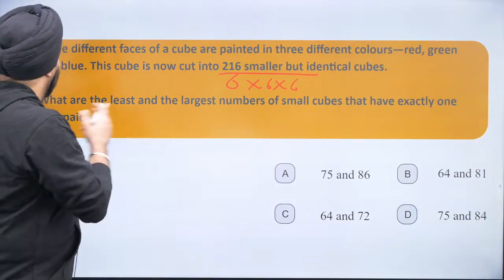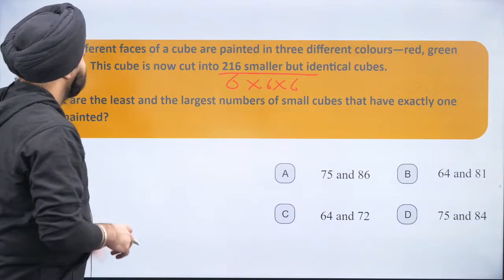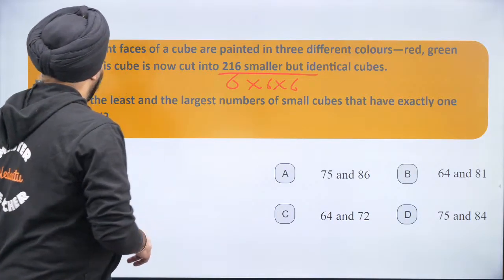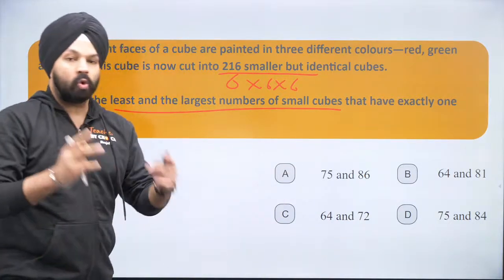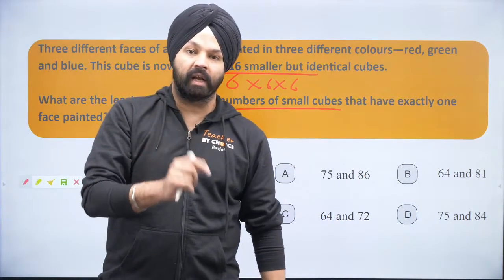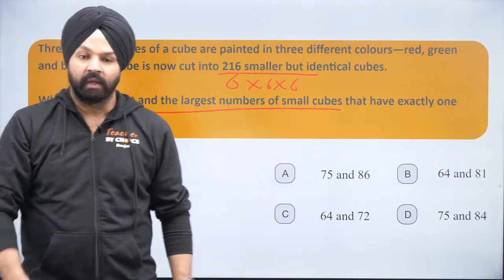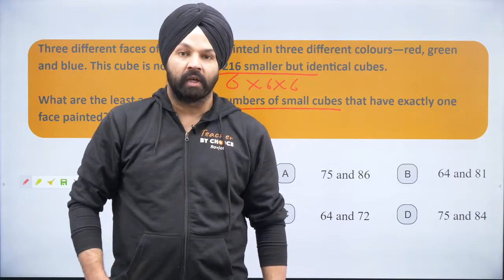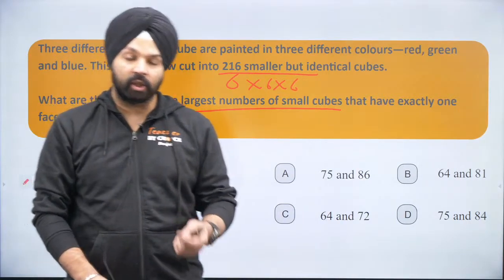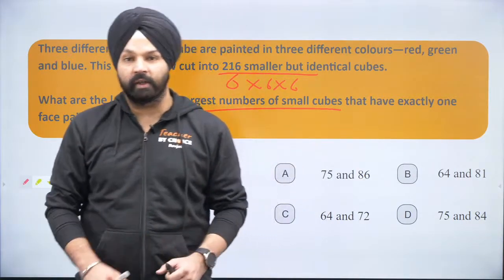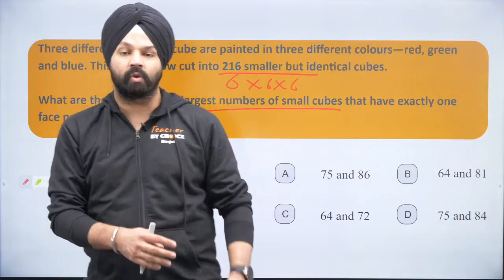Now what he says, we have 3 colors, red, green and blue. This cube is cut into small cubes. What are the least and the largest number of small cubes? Means there are 2 questions embedded in a single question. That's why you can see the options also have two numbers in them. So it's an important question. Not only that, the methodology is very important. You need to remember that, and you need to apply it on other questions also.